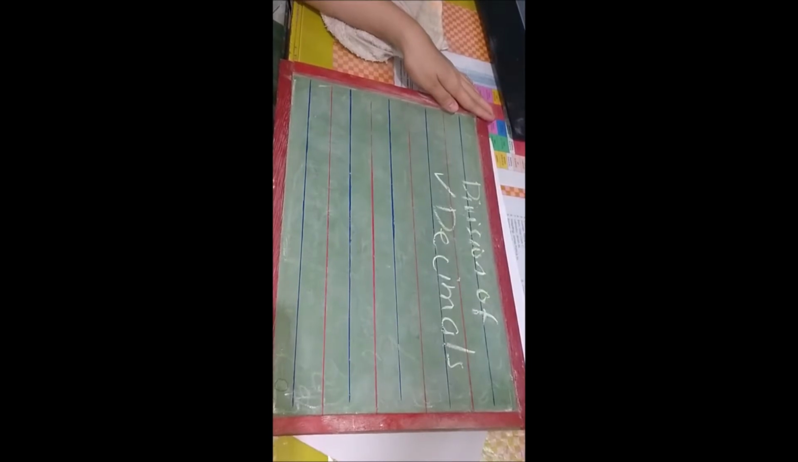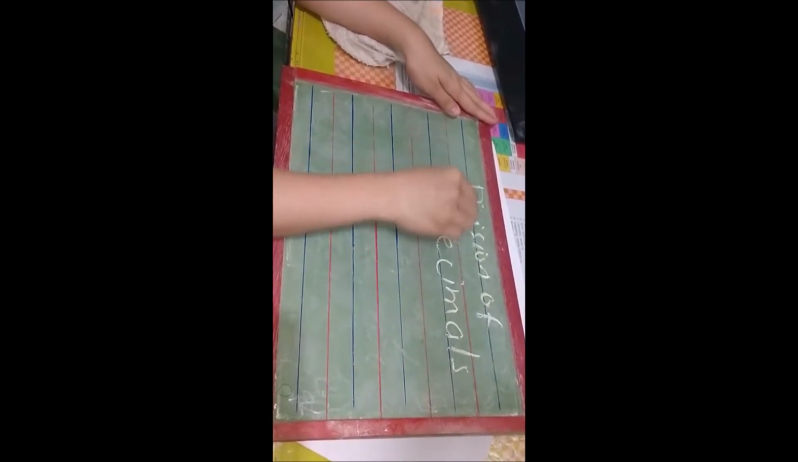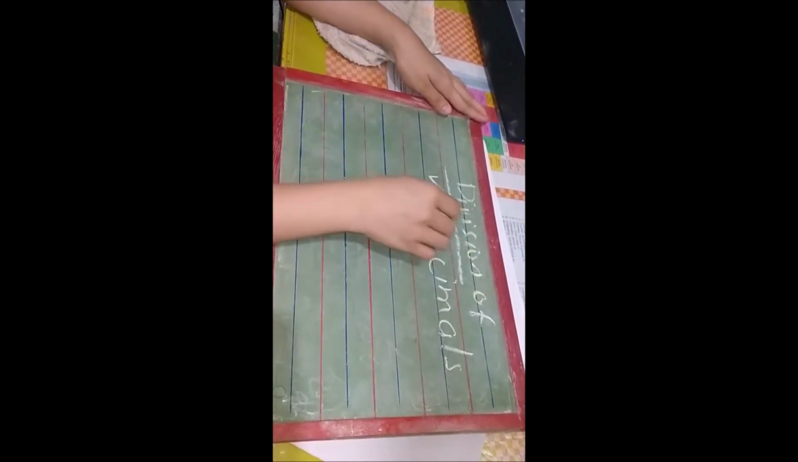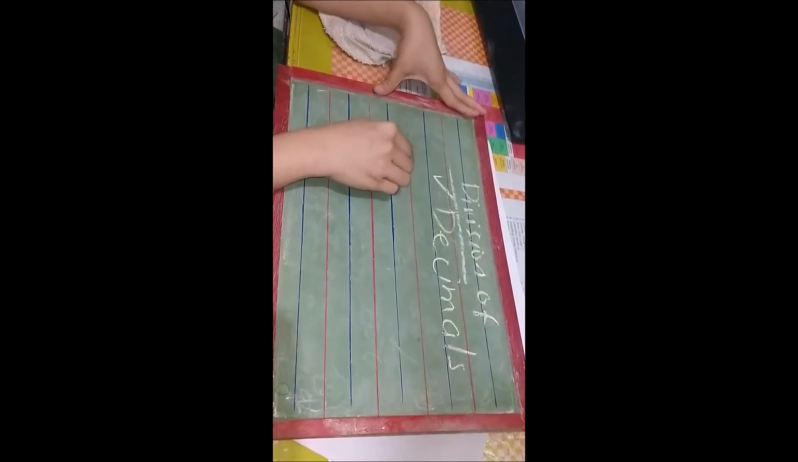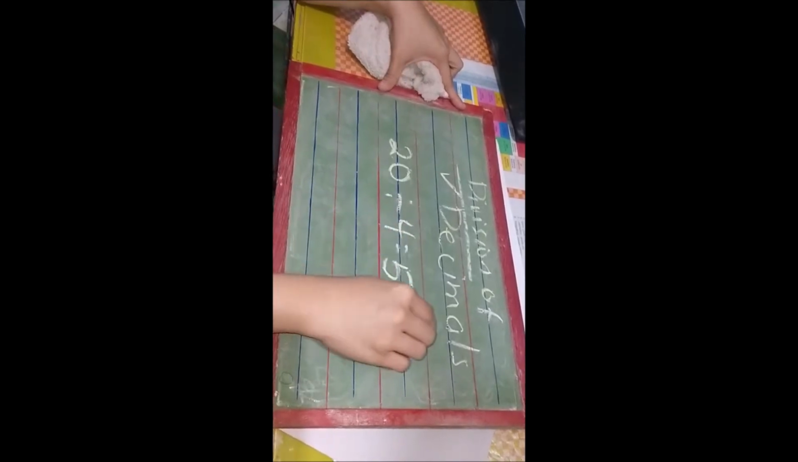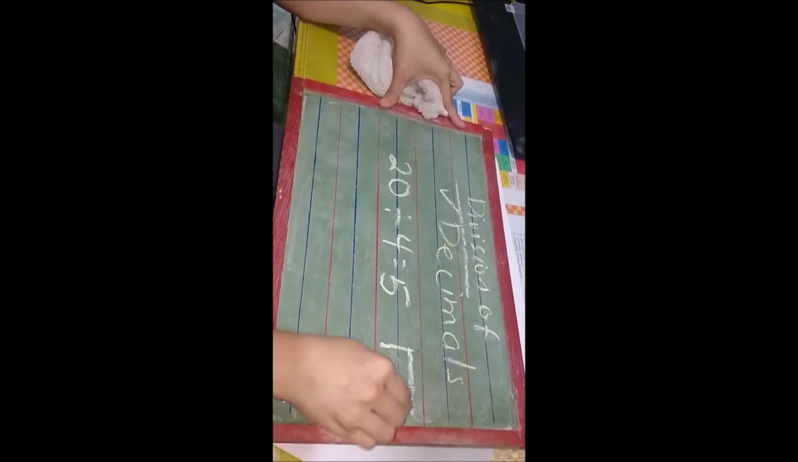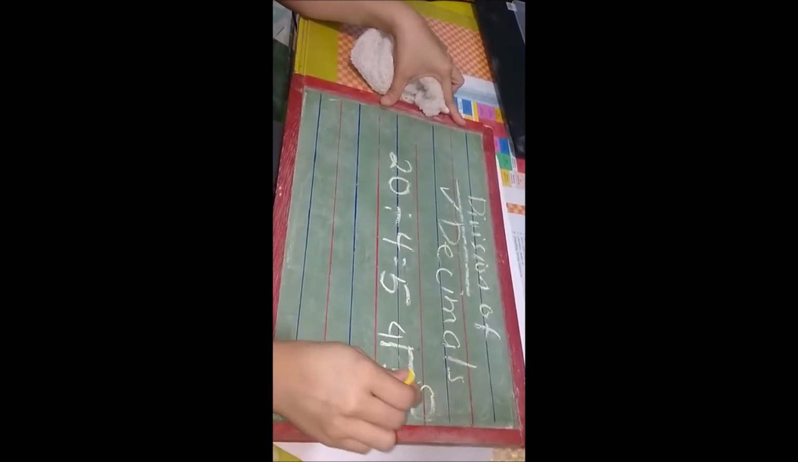Division of decimals or decimal numbers. If we are talking about division, let us first determine the parts of a mathematical sentence involving division. Say for example, I have here 20 divided by 4 is equal to 5. So, in another position, I have 20 divided by 4. I have here my number 5.